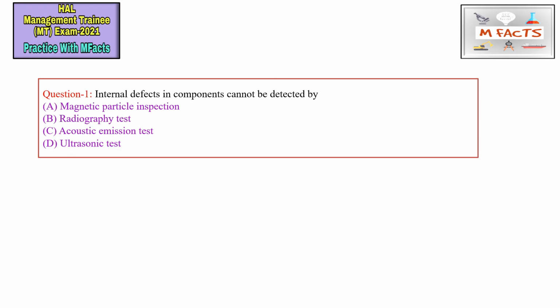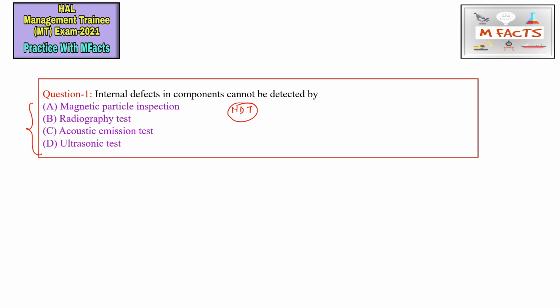So the first question is, internal defects in components cannot be detected by. So these are some NDT technique methods. I have discussed these types of questions in the GATE metallurgy practice series mostly. These types of questions are very important for the HAL management training exam also. So NDT techniques is important. So internal defects in components cannot be determined by. The options are magnetic particle inspection, radiography test, acoustic emission test, and ultrasonic test.